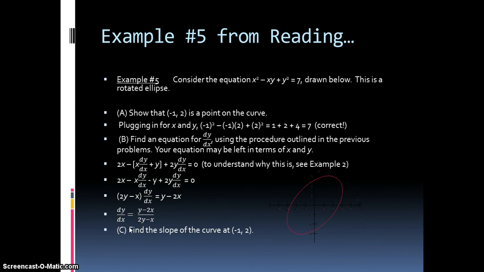So then how do we find the slope of the curve at negative 1, 2? In other words, if we were to find a tangent line at the point negative 1, 2, what would the slope of that tangent line be? Well, we've got a formula for the derivative. That's what dy dx is. That will give us the slope of the curve. So all we got to do is plug in x and y into the equation we just found in part B. When we do so, we get 4/5. And as you can figure out slightly from this graph, that's about what the slope of the tangent line would be, 4/5.